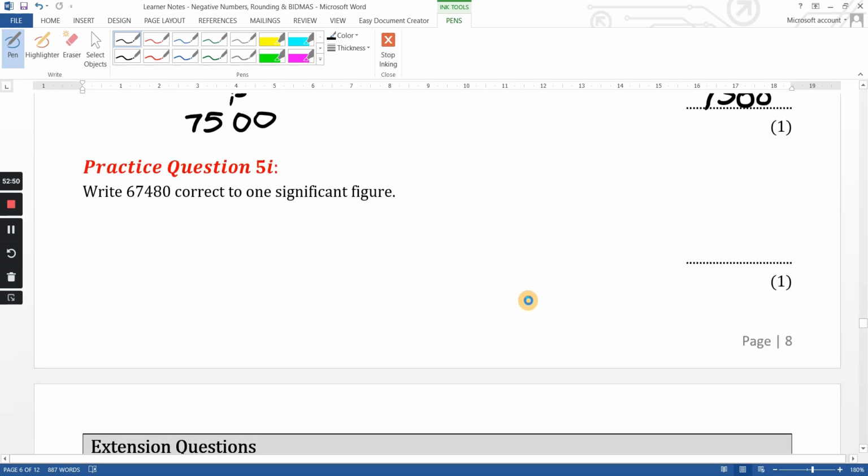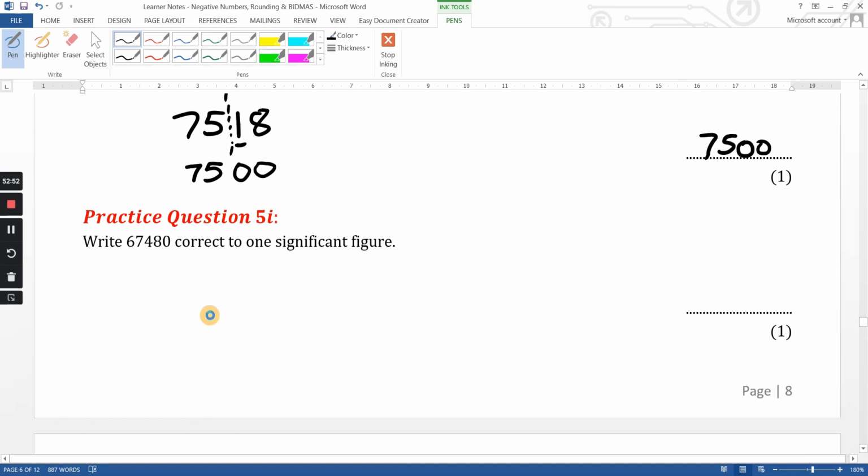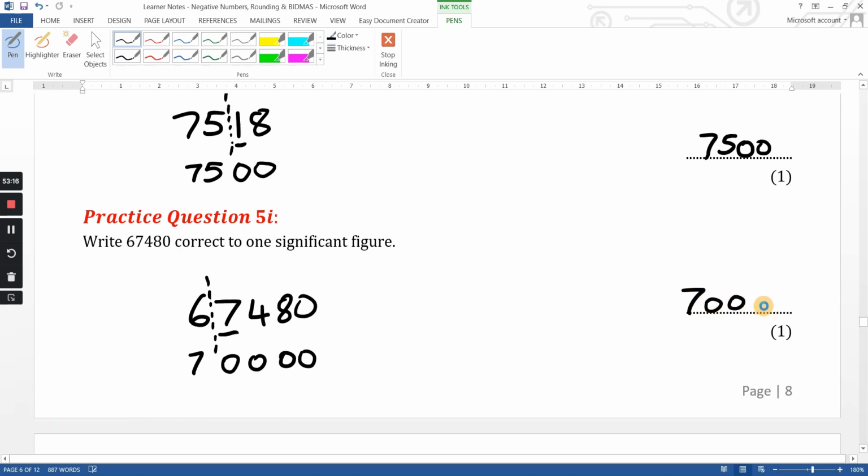And the last one, again, I'm going to rewrite the number to 1 significant figure. Well, that's the first one. There's my dotted line. That's going to decide. That's going to make it go up by 1. Fill in the blanks. See what I mean? Very similar to the previous one, where you go up to the decimal point and you should have 70,000 for your answer.